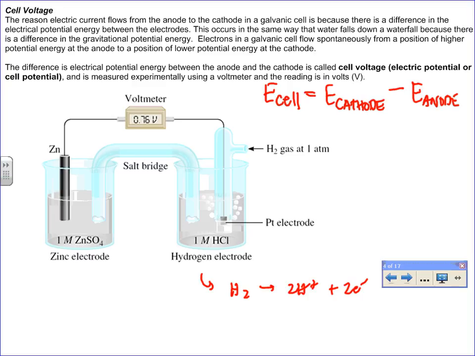Now, the difficulty that we have is that we can't actually determine the cell potential of a half cell. So I can't just measure on its own the potential of zinc to gain or lose electrons. So what we need to do is use what are called standard reduction potentials.